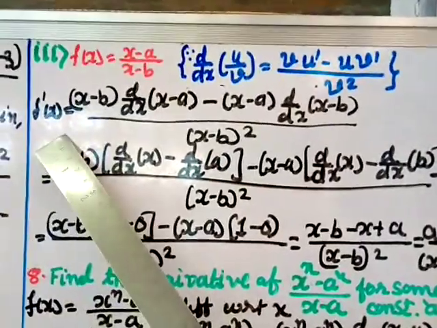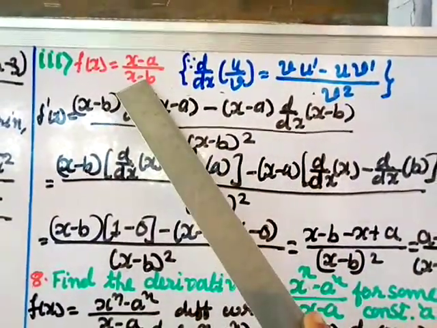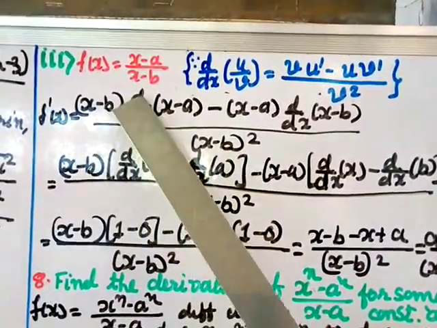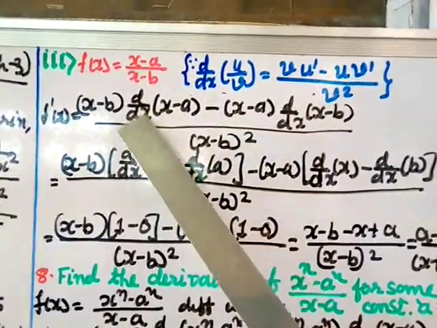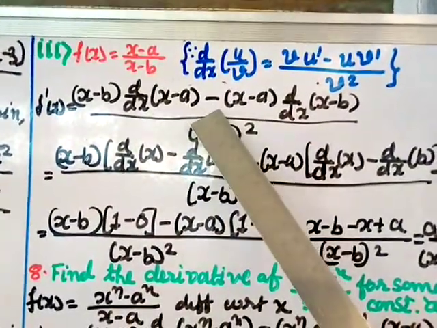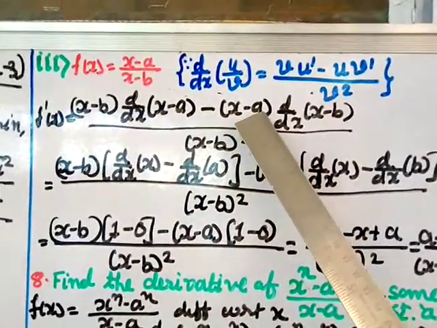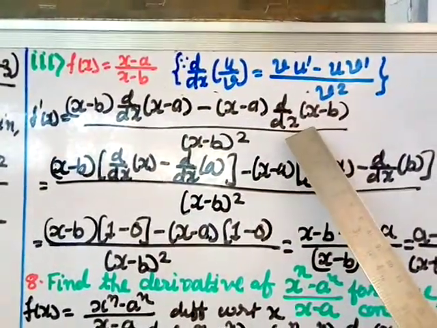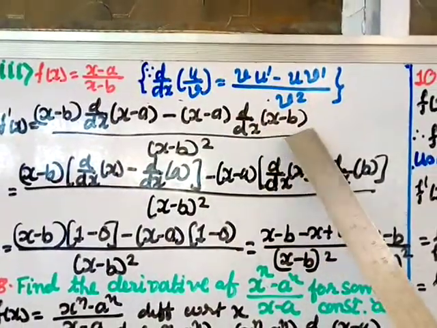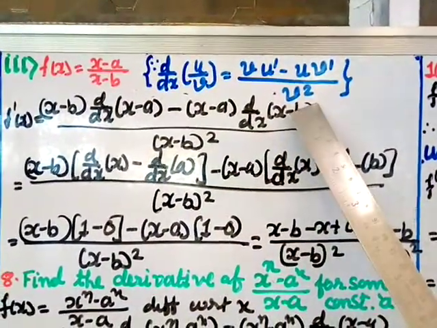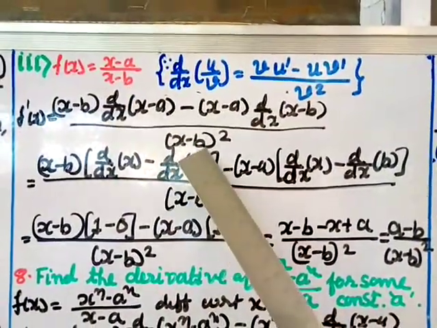So f dash x equal to v as it is, so denominator as it is, that is x minus b, derivative of numerator, that is d by dx of (x minus a), minus, that is from the formula, numerator now as it is, that is x minus a as it is, d by dx of the denominator, so denominator is x minus b, divided by square of denominator, that is (x minus b) whole square.